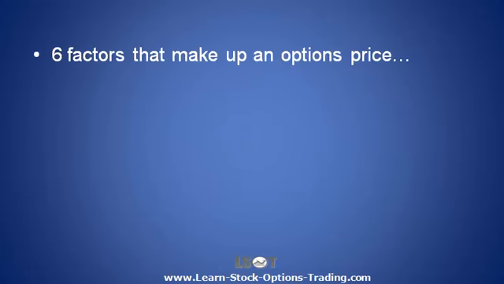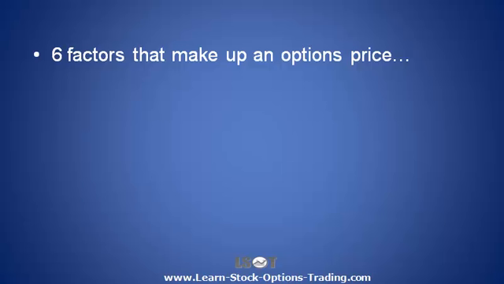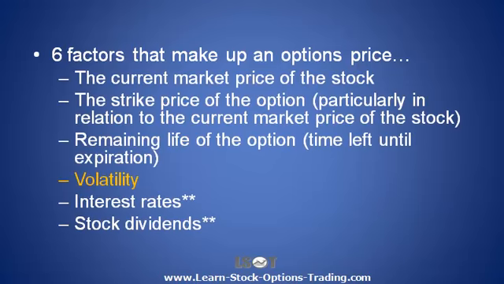When you're looking at a stock option, you're looking at an option chain. Let's pull up one right here. Let's just pull any out of thin air. This one is $5.20. There's actually 6 things that go into that $5.20: the current market price of the stock, the strike price of the option, the remaining life of the option, volatility, interest rates, and stock dividends.